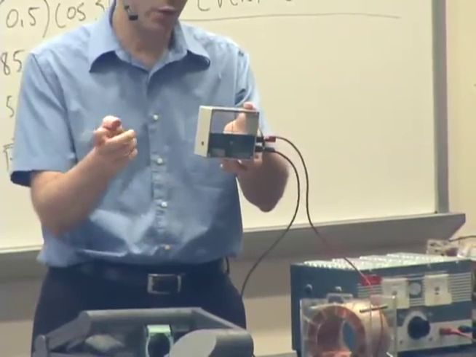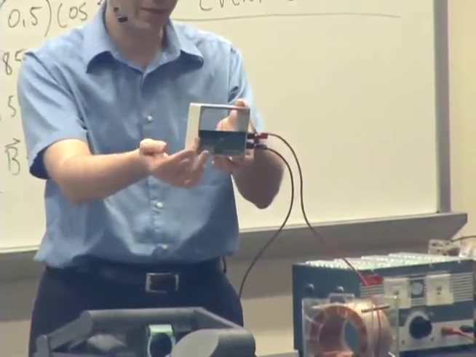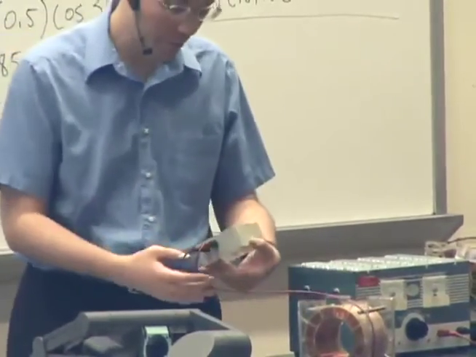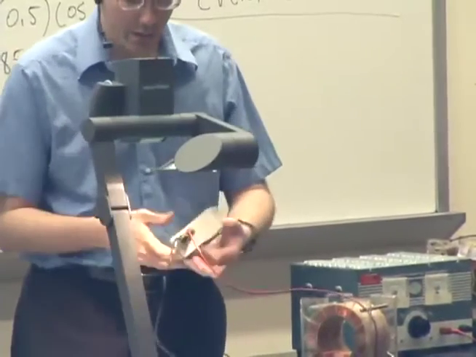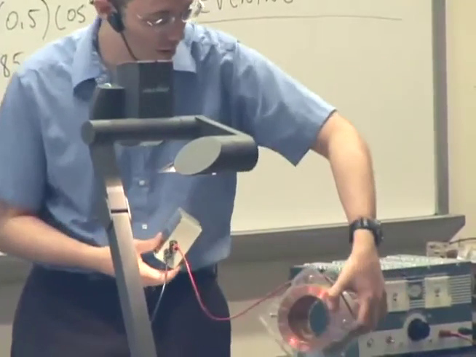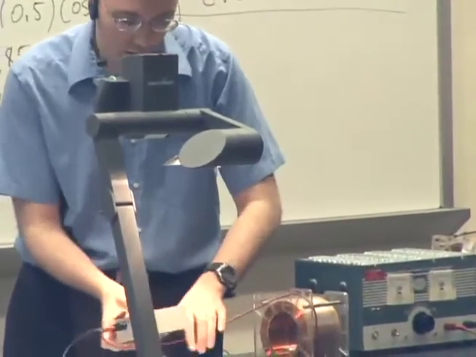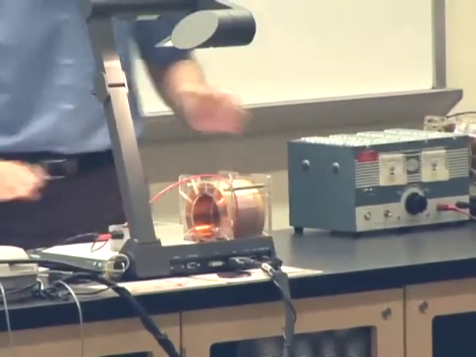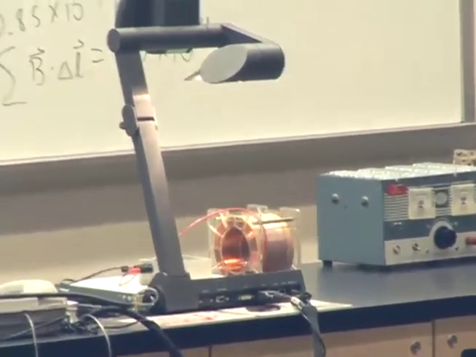If current flows in one direction, the needle will deflect one way. If it flows the other direction, the needle will deflect the other. Okay, so it's just measuring a current through here. And let me project this on the screen here. See if we can all see this. And let me rearrange this here. So we've got our galvanometer hooked up to the coil, and it's not hooked up to any power supply, so obviously there's no current running through.